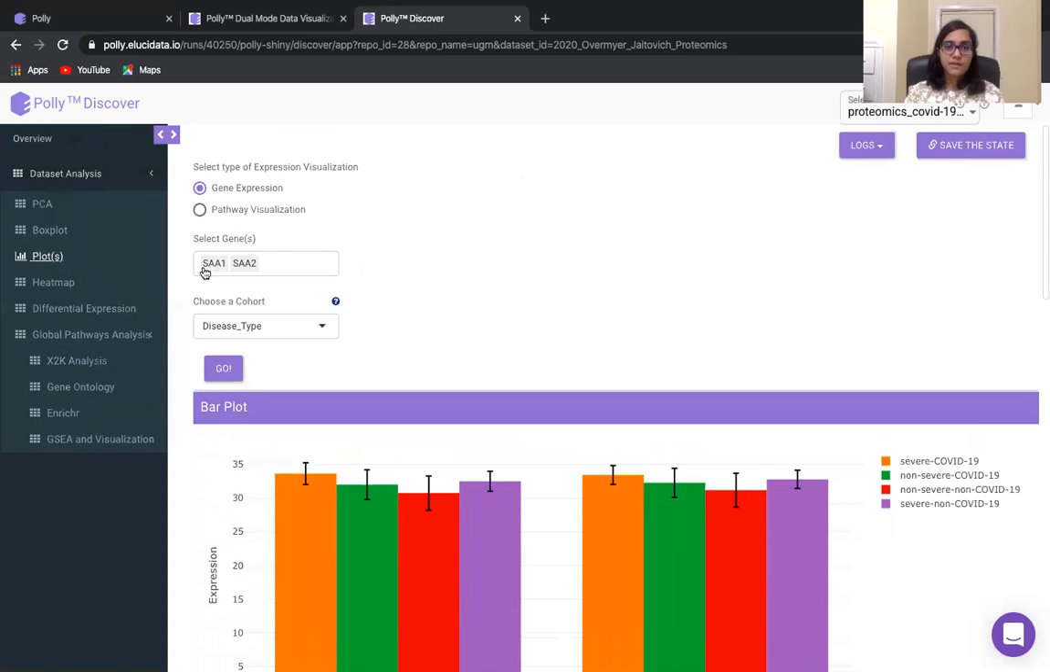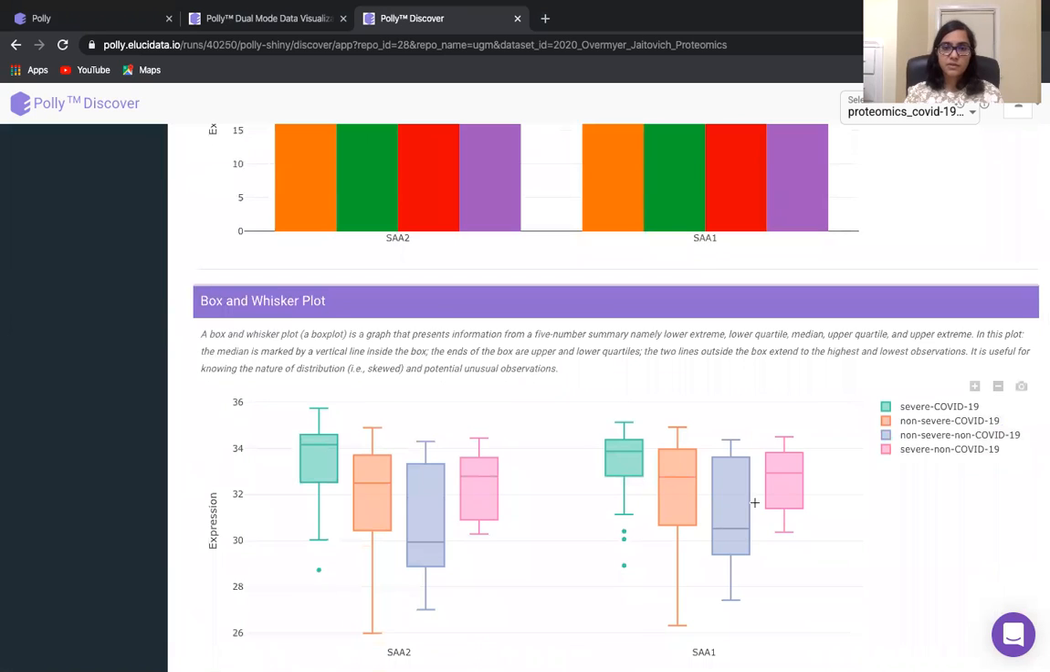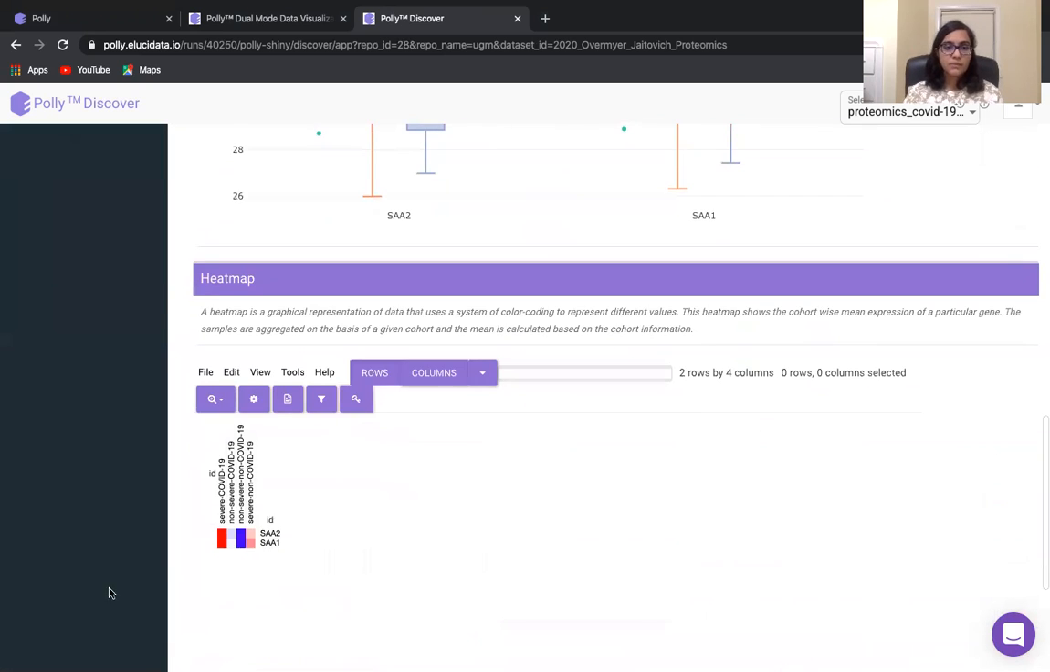So here I've plotted 2 proteins, SAA1 and SAA2, and you can see that these are definitely high in severe COVID-19 patients, and they have been implicated as one of the major factors correlated to severity. You can see the same thing in the box and whisker plot, as well as the heat map of average protein expression here.